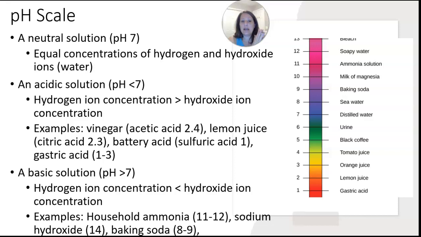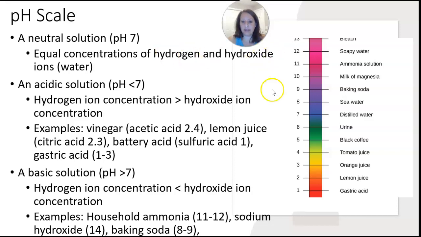Okay, a great example of a neutral solution would be distilled water. Or your blood. Your blood is relatively neutral. It's about a pH of 7.4, so it's relatively neutral. On the other hand, an acidic solution is going to be anything under a pH of 7.